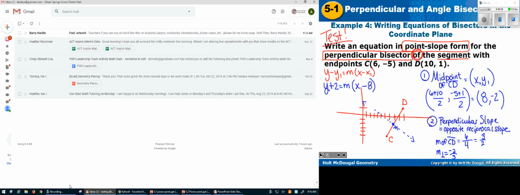So then you're just going to plug that in for your slope to write your final equation. So your final answer would be y plus 2 equals negative 2/3 times x minus 8. It said to put it in point slope form, so you do not simplify. You leave it in point slope form. Questions?